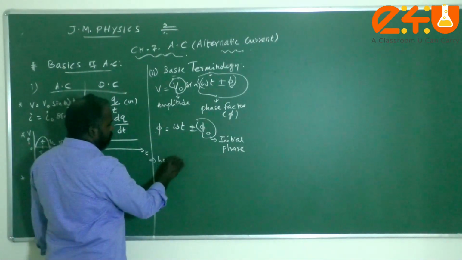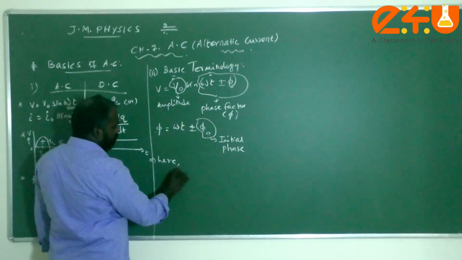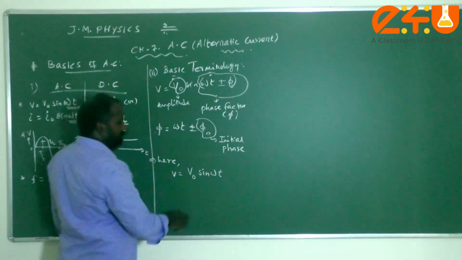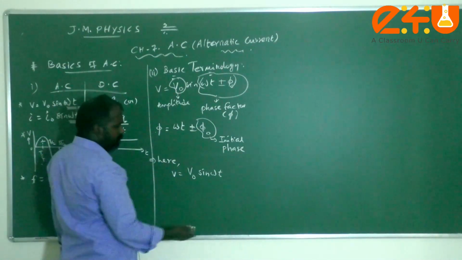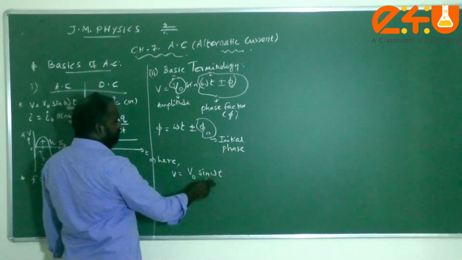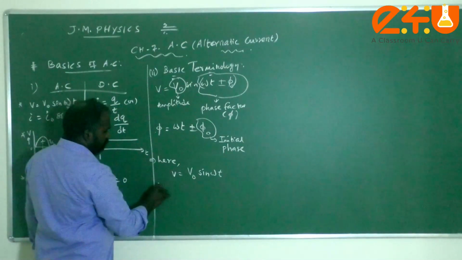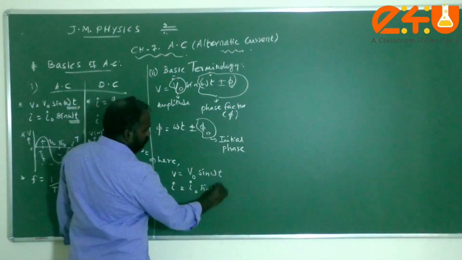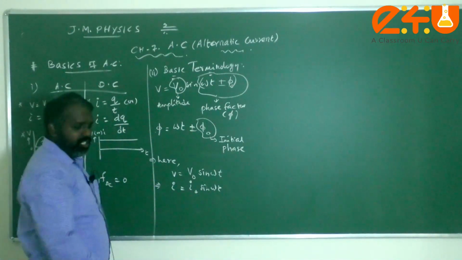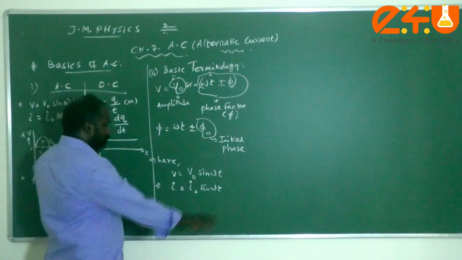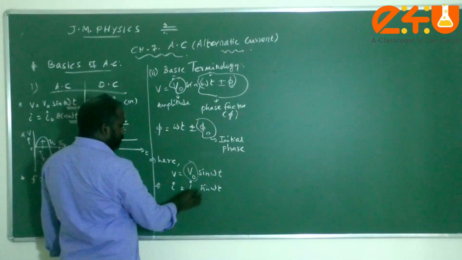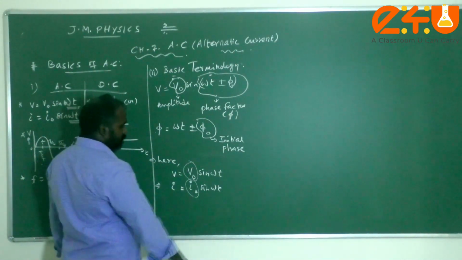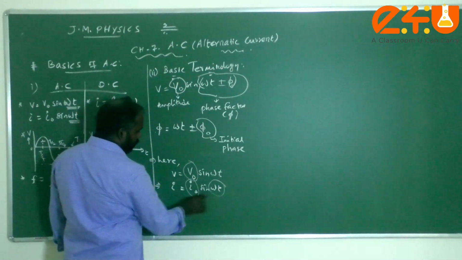But for our simplicity, we can see that V is equal to V naught sine omega t, or we can write cos omega t also, no problem. But here the initial phase is considered to be 0. So similarly, current is equal to I naught what, children? Sine omega t or cos omega t, something like that. Again I am telling, this is called the amplitude of the current, this is the amplitude of the voltage, and this is called the phase factor of the current.